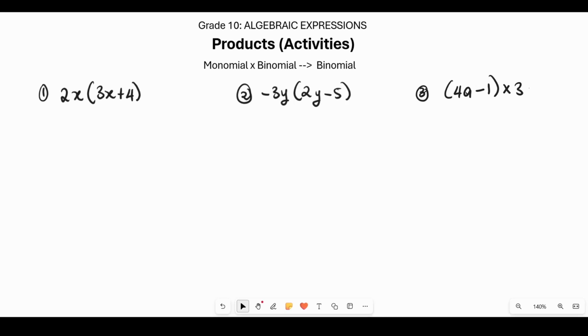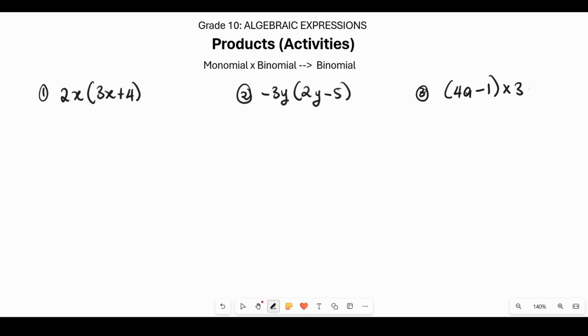Hello, greetings. Welcome to algebraic expressions again, whereby we'll be doing products, continuing from multiplying a monomial to get a monomial. We're now going to be talking about a monomial multiplied with a binomial, which results in a binomial. Let's get into it. We're going to be talking about the distributive property, whereby what is outside is going to be distributed to the inside.